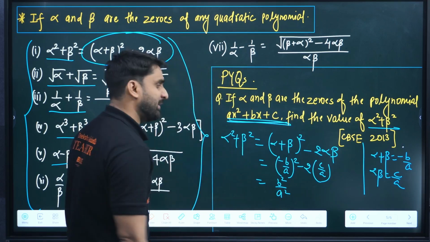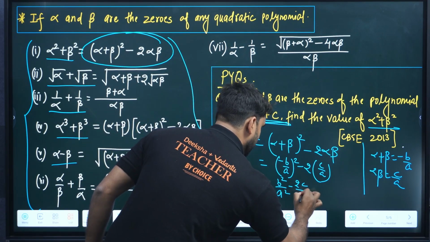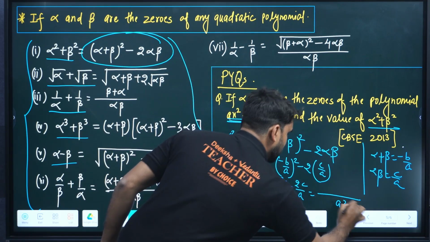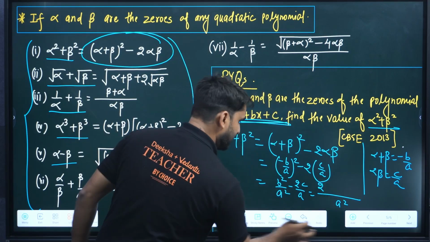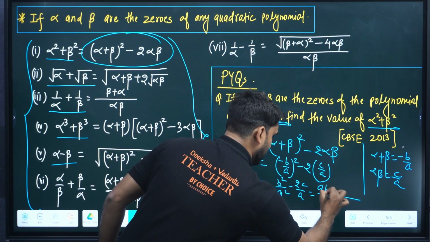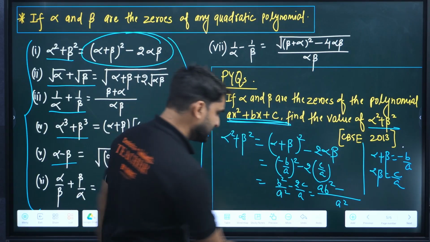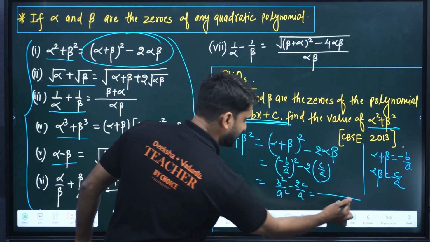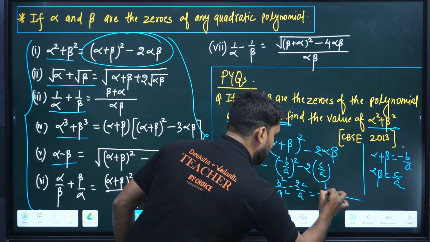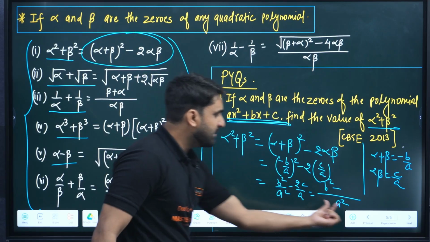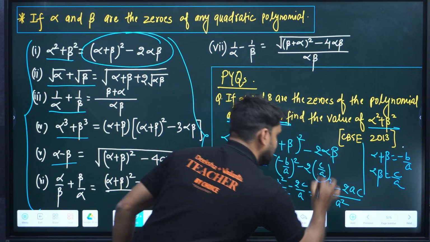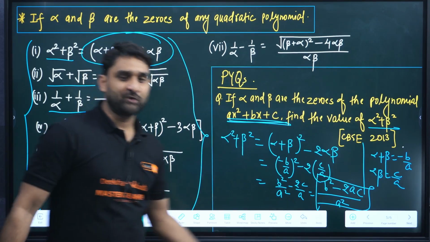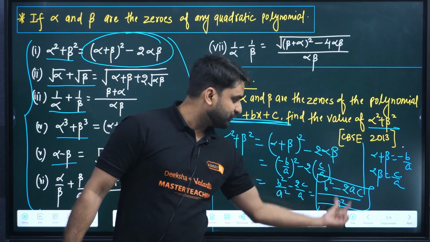Now calculate here: b square by a square minus 2ca by a. Can we take the LCM? The LCM will be a square, so a will go there. So b square will remain as it is, and here is a, but the LCM is a square, so a will multiply there. So this will be the answer. Alpha square plus beta square will be b square minus 2ac by a square.